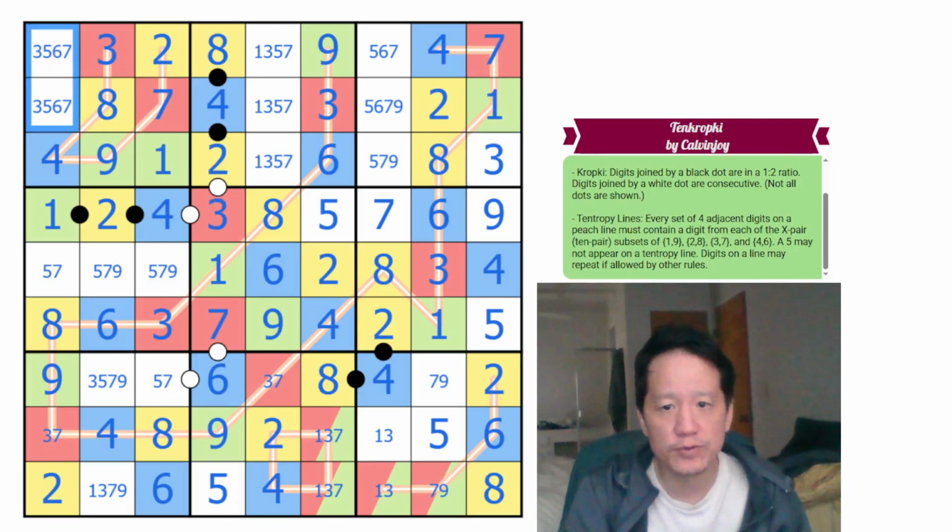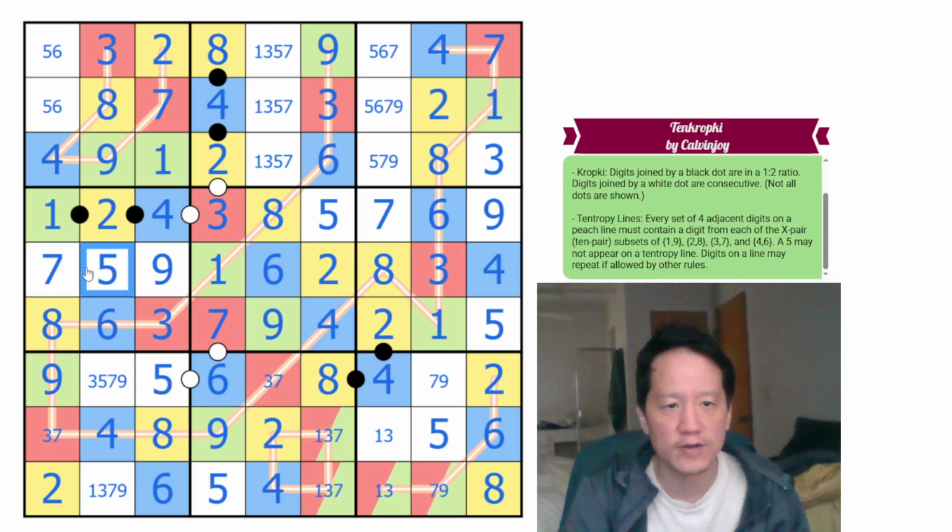These can't be 3 or 7. This can't be 7, so this is a 5. This can't be 5 or 7, so this is a 9. This can't be 9 anymore. This can't be 5 because of the 5, 6 pair here in the column. So this is 7, which makes that 5. This 7 means this can't be 7, so this is 3.